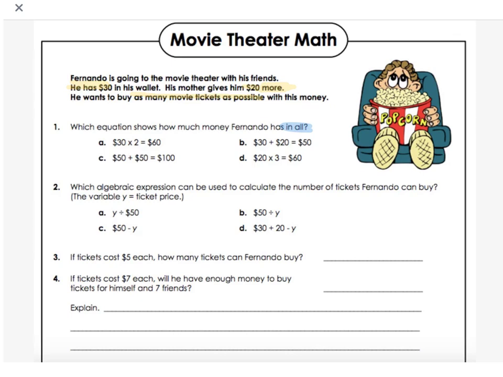The last question on this page, number 4, says, if tickets cost $7 each, will he have enough money to buy tickets for himself and 7 friends? All right, so tickets cost $7 and he needs 7 tickets. So if we start with $50, can we take 7 out 7 times?